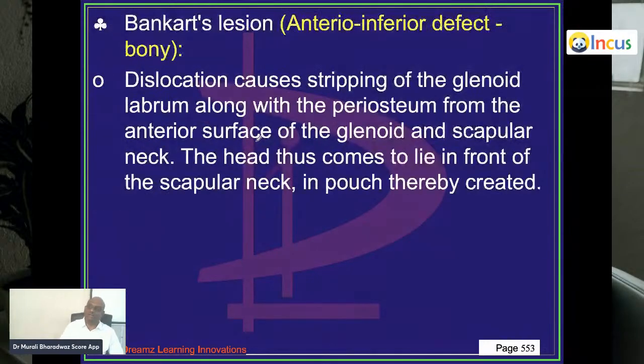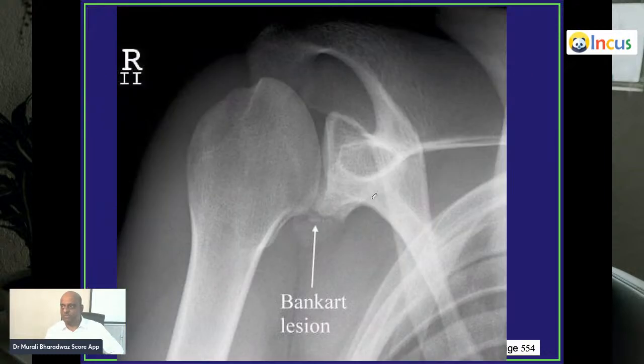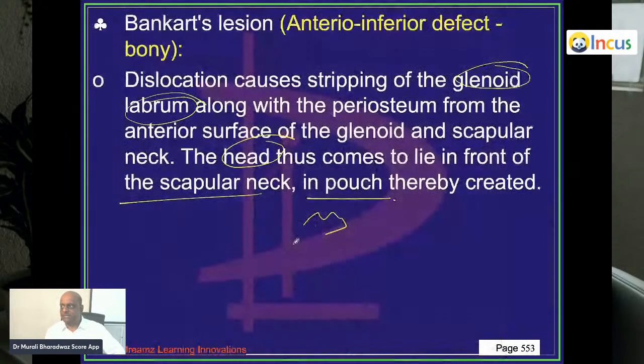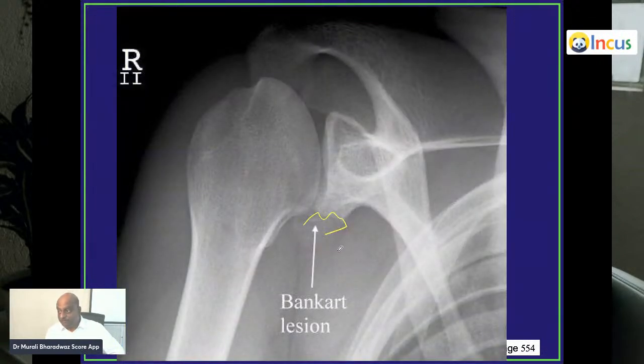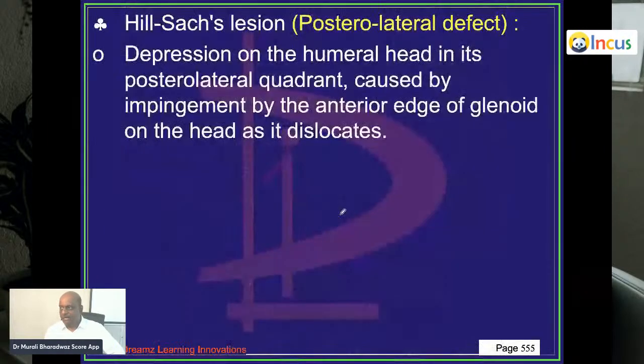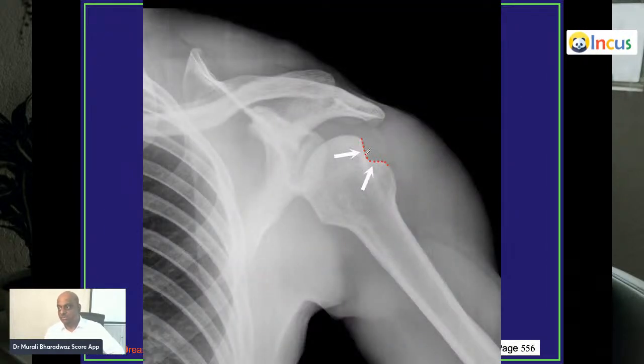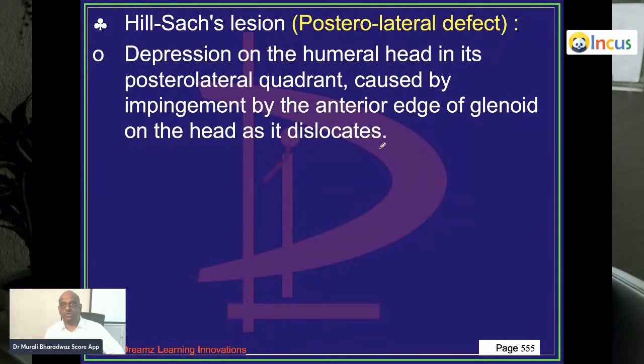Hill-Sachs lesion means? So Hill-Sachs, Bankart. Whenever any shoulder dislocation is there, it will cause the stripping of the glenoid labrum, and the head comes to lie in front of the scapular neck in the pouch. And a Bankart is an antero-inferior lesion, and Hill-Sachs is a posterior-superior lesion, posterolateral.